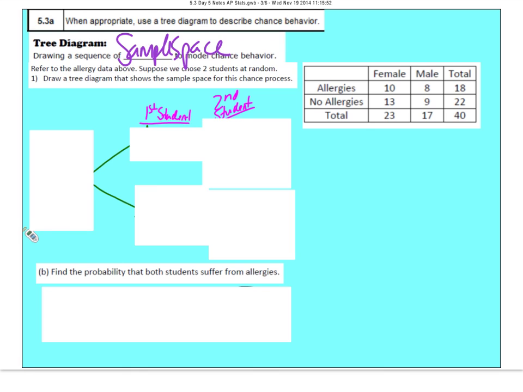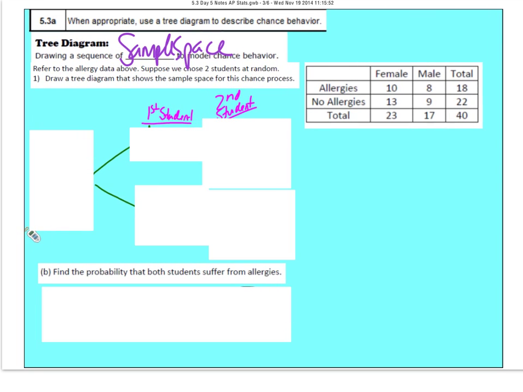Now in here they want us to refer to this allergy data that we have, and suppose you want to choose two students at random. So what we have on here is a two-way table by gender and by allergies or no allergies. And we want to look at the probability, when we choose two students of the 40 at random, of whether they have allergies or not. So let's do this in the first place for drawing the tree.